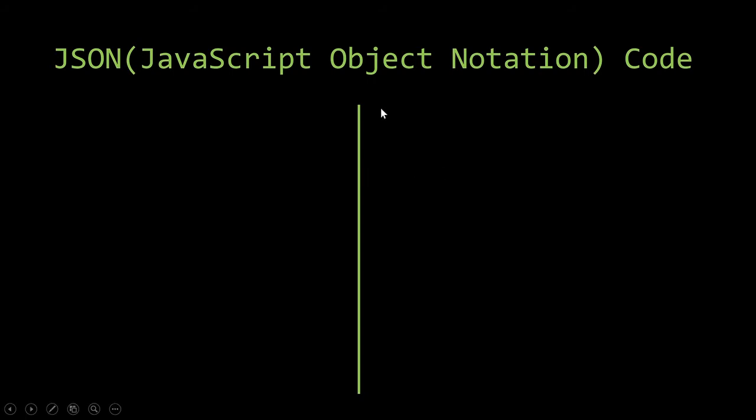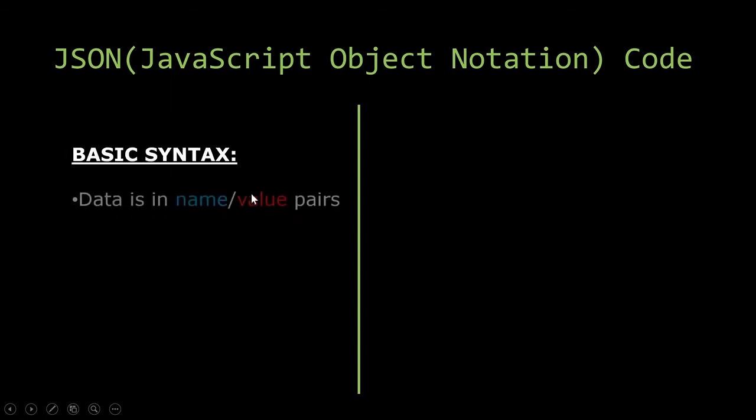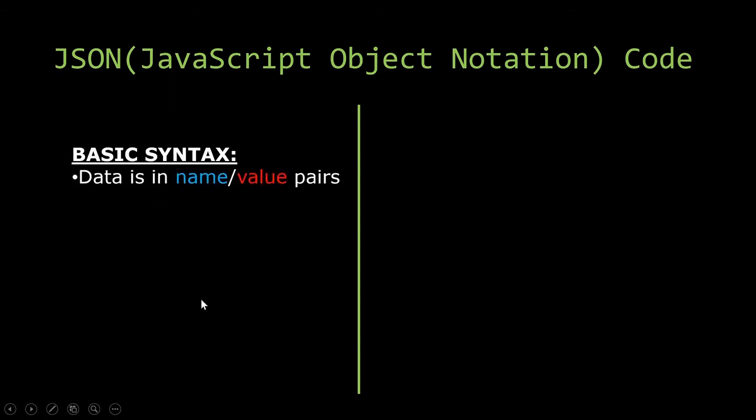But before we do that, let's take a look at JSON code. If we look here, the basic syntax is that all the data in JSON, which stands for JavaScript Object Notation, and it'll make sense why it's called that in a second, is in name value pairs.